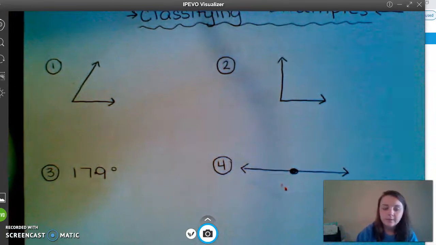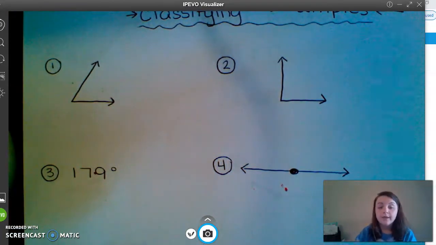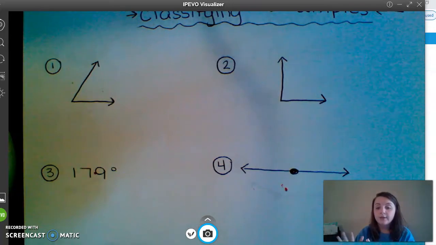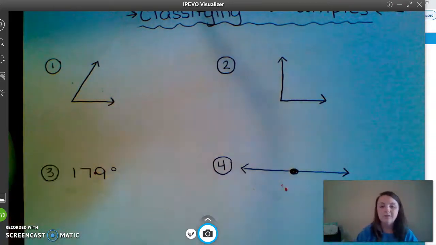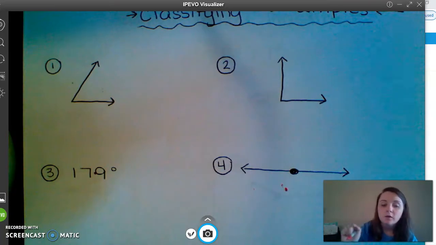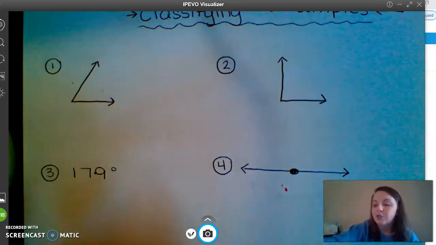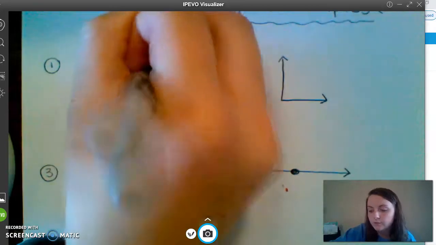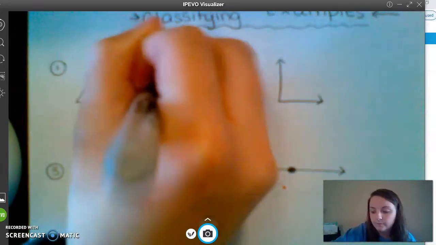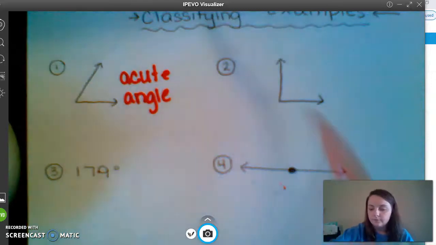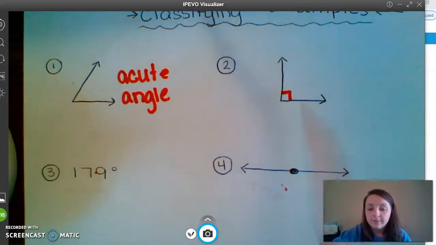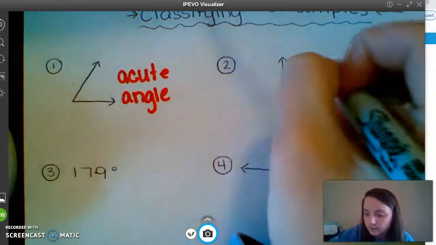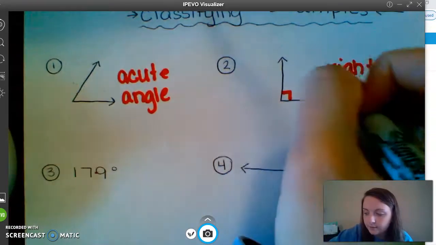With our classifying examples and your homework, what you're going to get is either a picture or an angle measure, and you're going to type out if it's acute, obtuse, straight, or right. So this one, if I think about it, well, it's not 90 degrees. It doesn't make a corner of a box. It's less than that. So it's a cute little angle. So it's an acute angle. This one should have had a box. Sorry. Since it has the little box, that means it's a right angle.